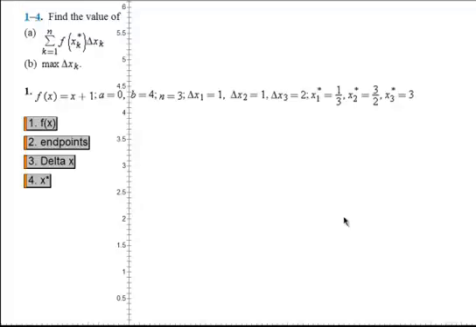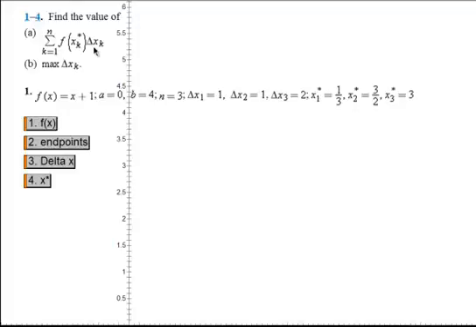Hi, in this video I'm going to try to summarize the main points in section 5.5, the definite integral. So I asked you to look at number 1, which is find the value of the summation k equals 1 to n of f of x star times delta xk, and then to find the maximum delta xk. So what the heck does that all mean?